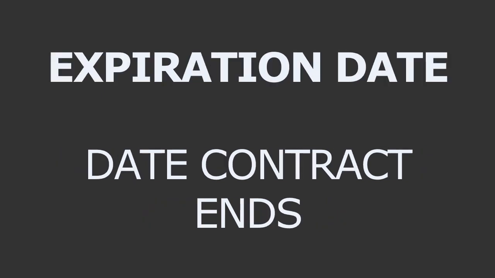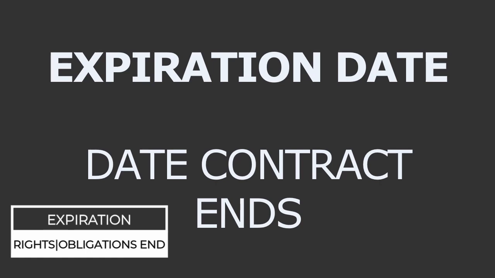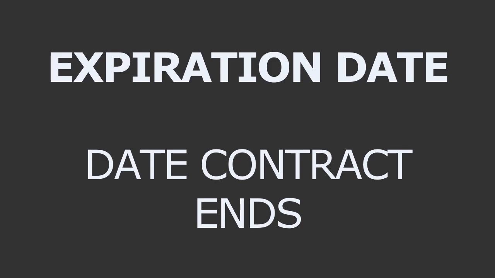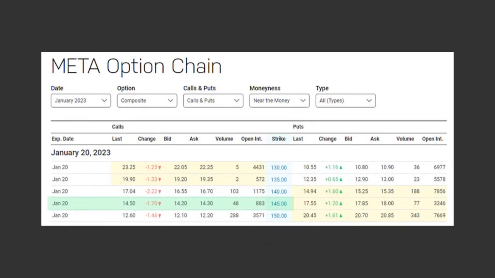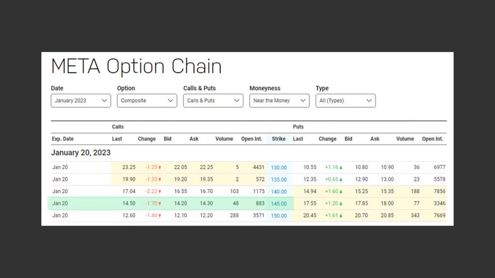An expiration date, all option contracts have them, and that's when they are void. And the expiration date for most equity options is the third Friday of each month. So using this Meta option chain, notice that green highlight. We're going to talk about call options. The strike price is $145. The expiration date is for January 20th, 2023. And the last transaction was $14.50.